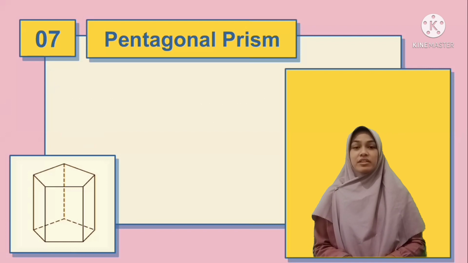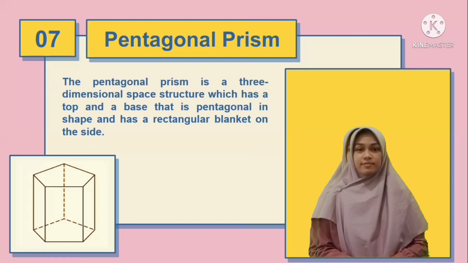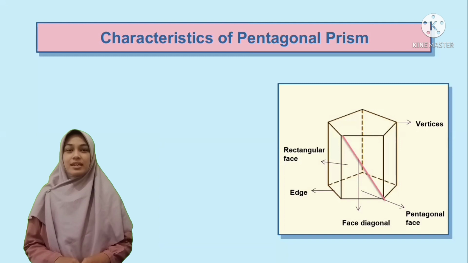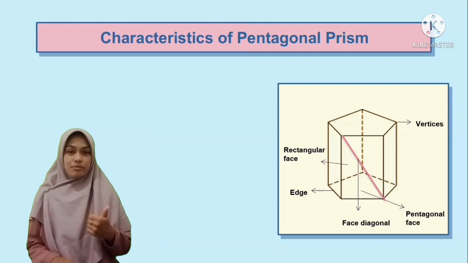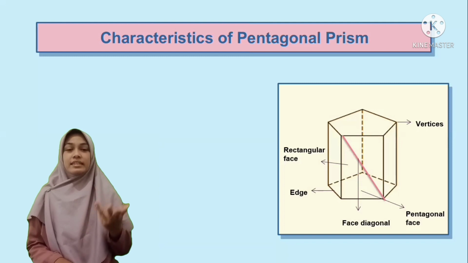The next three-dimensional object is a pentagonal prism. The pentagonal prism is a three-dimensional space structure which has a top and a base that is pentagonal in shape and has a rectangular blanket on the side. Characteristics of a pentagonal prism. Based on the picture, a pentagonal prism consists of pentagonal face, rectangular face, face diagonal, edge, and vertex.